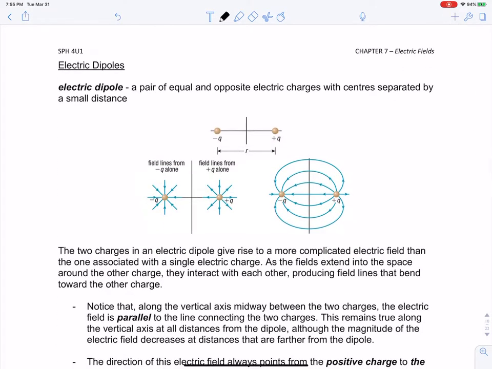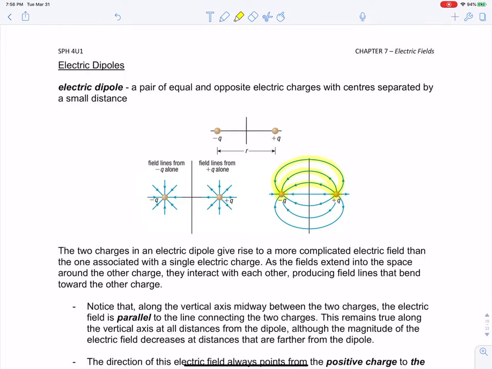Let's look at electric dipoles. An electric dipole is a pair of equal and opposite charges with centers separated by a small distance. So in this diagram, we have negative Q, a negative charge, and positive Q, a positive charge. You can see that the lines for the negative charge are directed towards Q, and for the positive charge are directed away from Q. If we were to place these two charges beside each other, we would end up with an electric dipole. And if you take a look, the direction in which these field lines are pointing is from the positive to the negative.